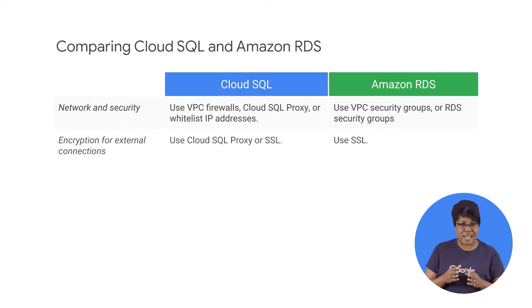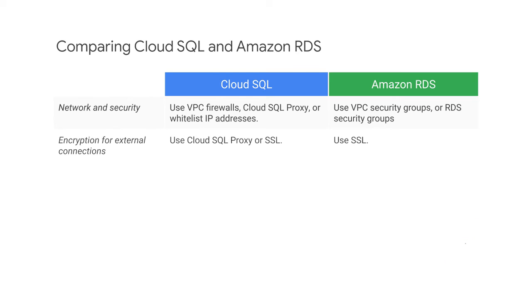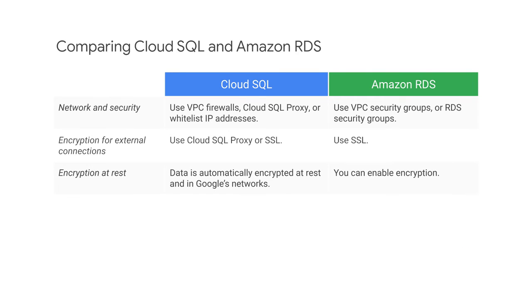Both Amazon RDS and Cloud SQL support the use of SSL for encrypted external connections. You can also use Cloud SQL proxy to encrypt connections to Cloud SQL databases. In Amazon RDS, you can enable encryption of data at rest. Cloud SQL customer data is encrypted by default when on Google's internal networks and when stored in database tables, temporary files, and backups.